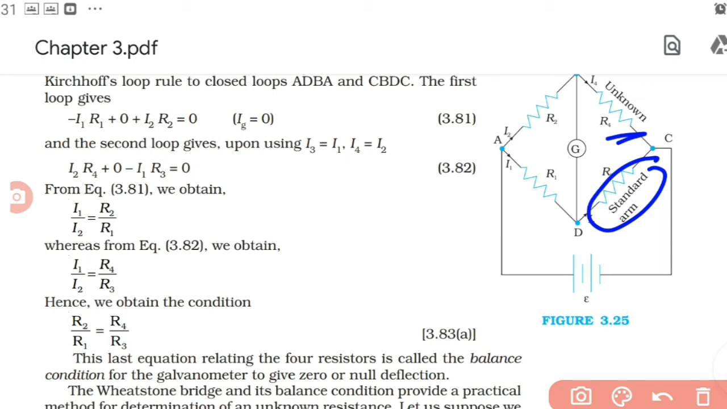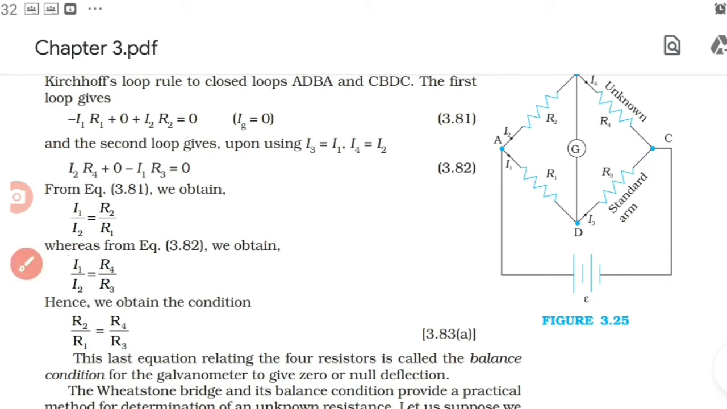So I repeat, among the four resistances, one will be the unknown resistor, and the other one will be the standard resistor. What do you mean by standard resistor? You can change it, by using a rheostat or a resistance box, because you have to repeat the experiment 3 or 4 times. So by keeping different values of R3, you can find the values of R4. That way we can determine the unknown resistance using the simple balancing condition R1 by R2 equal to R3 by R4. So this is a very important topic of the chapter, Wheatstone's bridge.